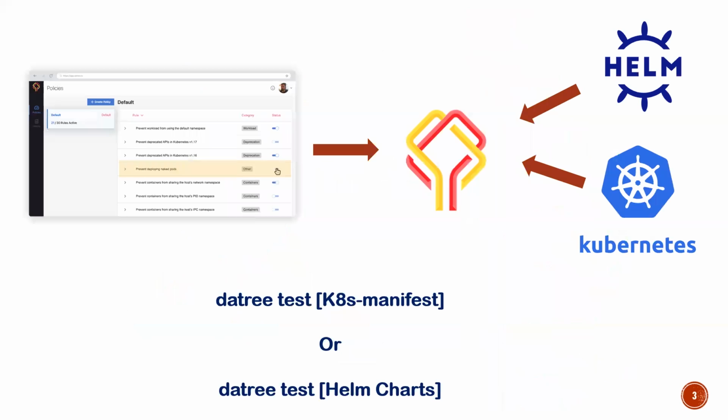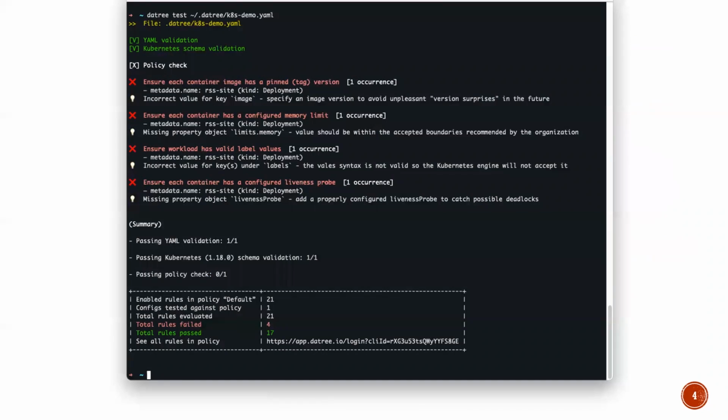Datree is a command line tool which takes Kubernetes manifest files or Helm charts as input and verifies them against a set of rules. If any rules are violated, the command will fail. It also gives more information about which rules have been violated, as you can see on the screen, so we can inform the application teams to correct the Kubernetes-related files at the early stages of the development lifecycle itself. As I mentioned earlier, if we identify these kinds of issues at the CI level or before that, we can avoid a lot of rework.